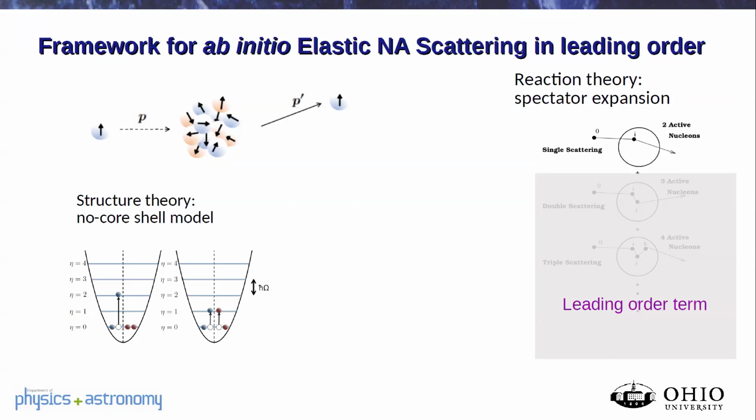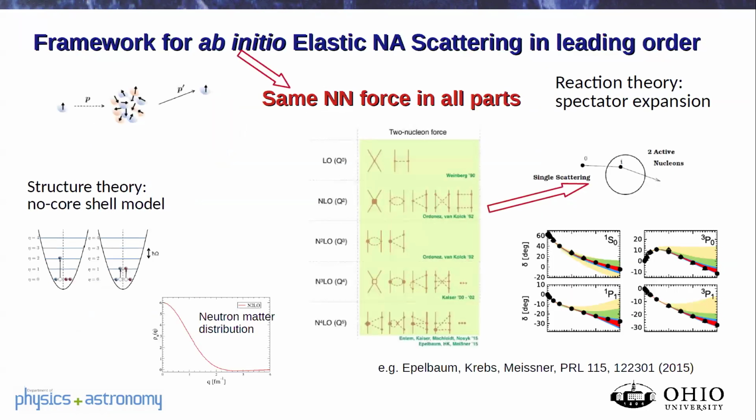But the most important point is that being ab initio means you take the same NN interaction in all pieces of your problem and don't take one from column A and one from column B. This is a picture from Epelbaum, Krebs, and Meißner. This is a two-nucleon force. You are normally used to seeing that in phase shifts. This is what the structure gives you. We get the nuclear matter distribution, how they come out of the calculation.